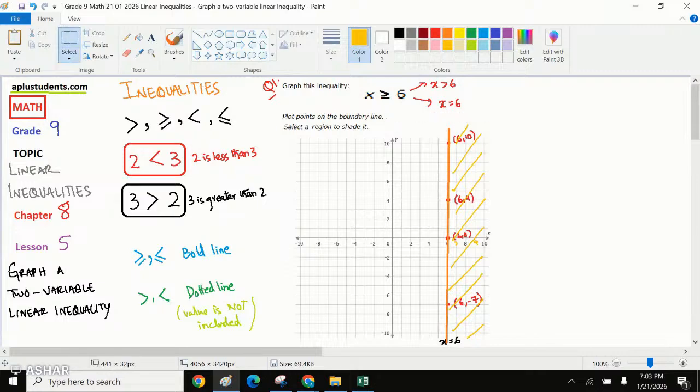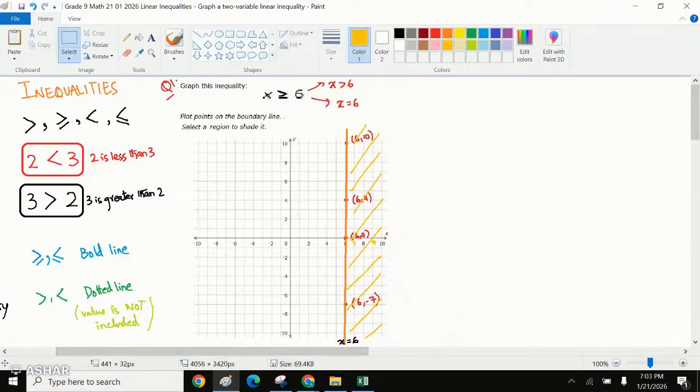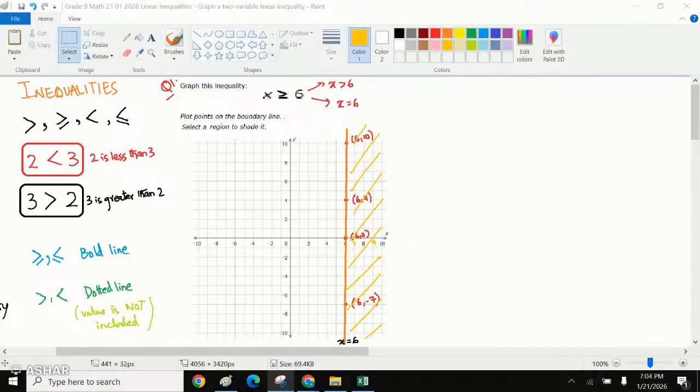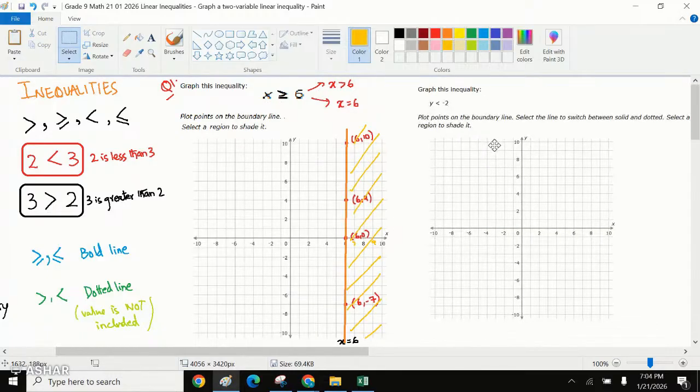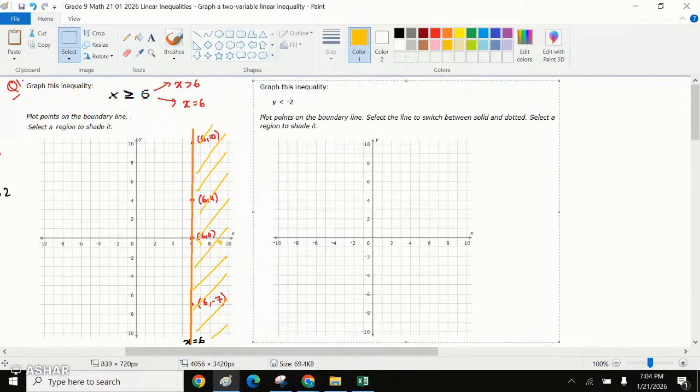Okay, so let's try another example. This is an equation in terms of y. I'll just copy this. So the question number 2 says, this is the given information for question number 2. And what we can say is select and shade a region.